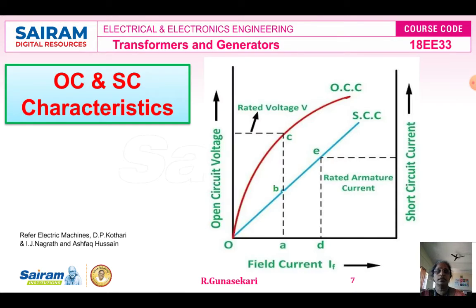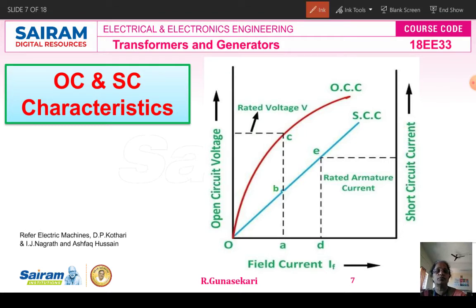Now you can see the figure. So this is the open circuit and short circuit characteristics. I already explained how to conduct the open circuit test and short circuit test in the previous lecture video. Once again I recall, the open circuit characteristics curve is drawn between the field current IF and open circuit voltage per phase. The short circuit characteristics is drawn between the field current IF and short circuit current ISC. The short circuit characteristics is a straight line because we are taking only one reading.